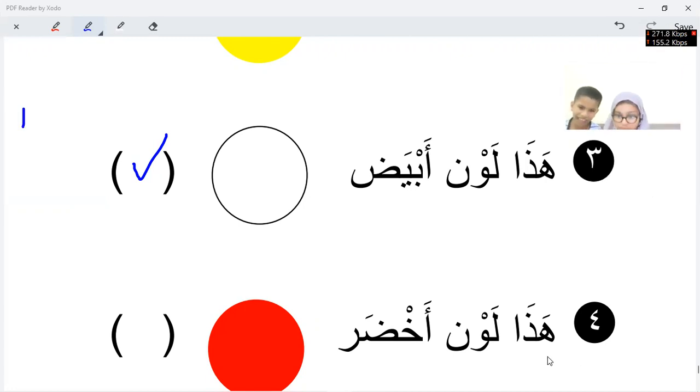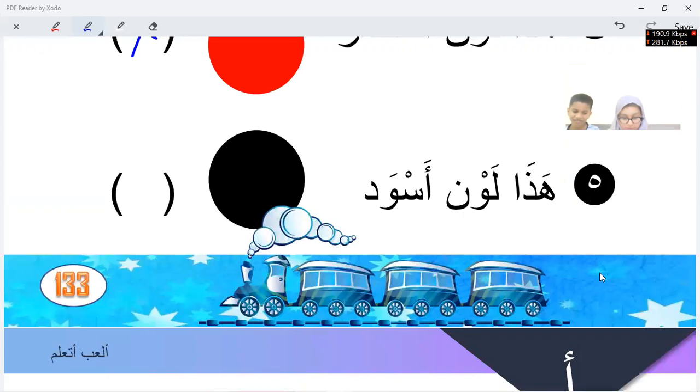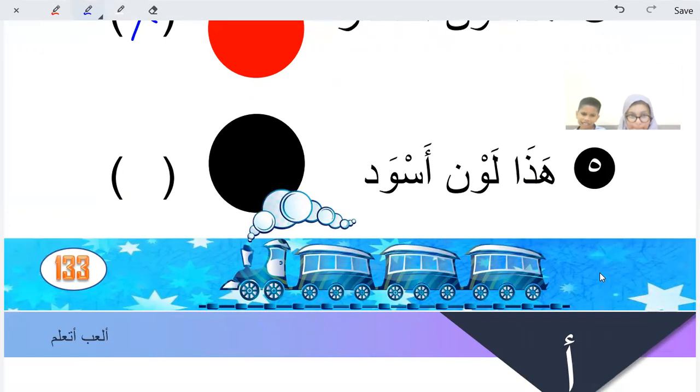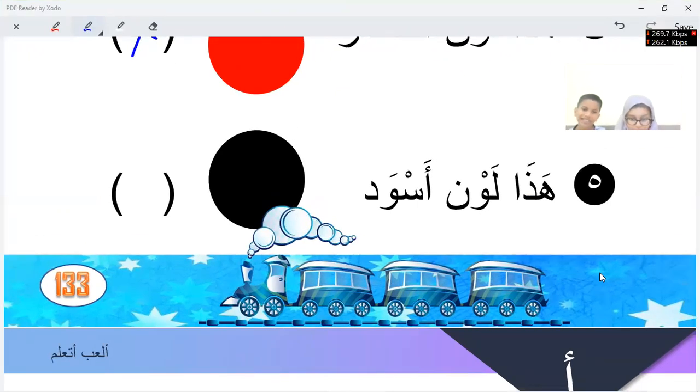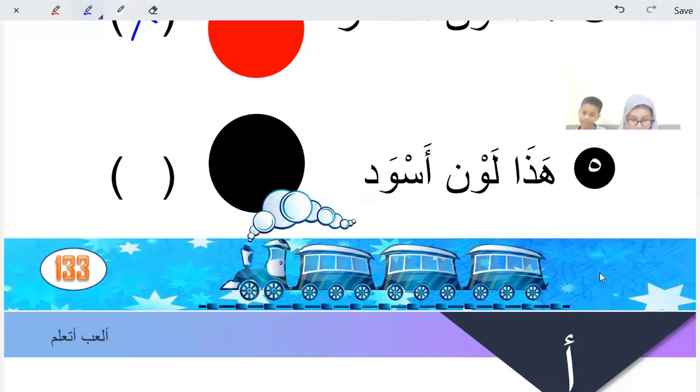Okay. Next. Haza laun akhdar. This is green color. Khata. Okay. Next. Haza laun aswad. This is black color. Khata. Sahih.